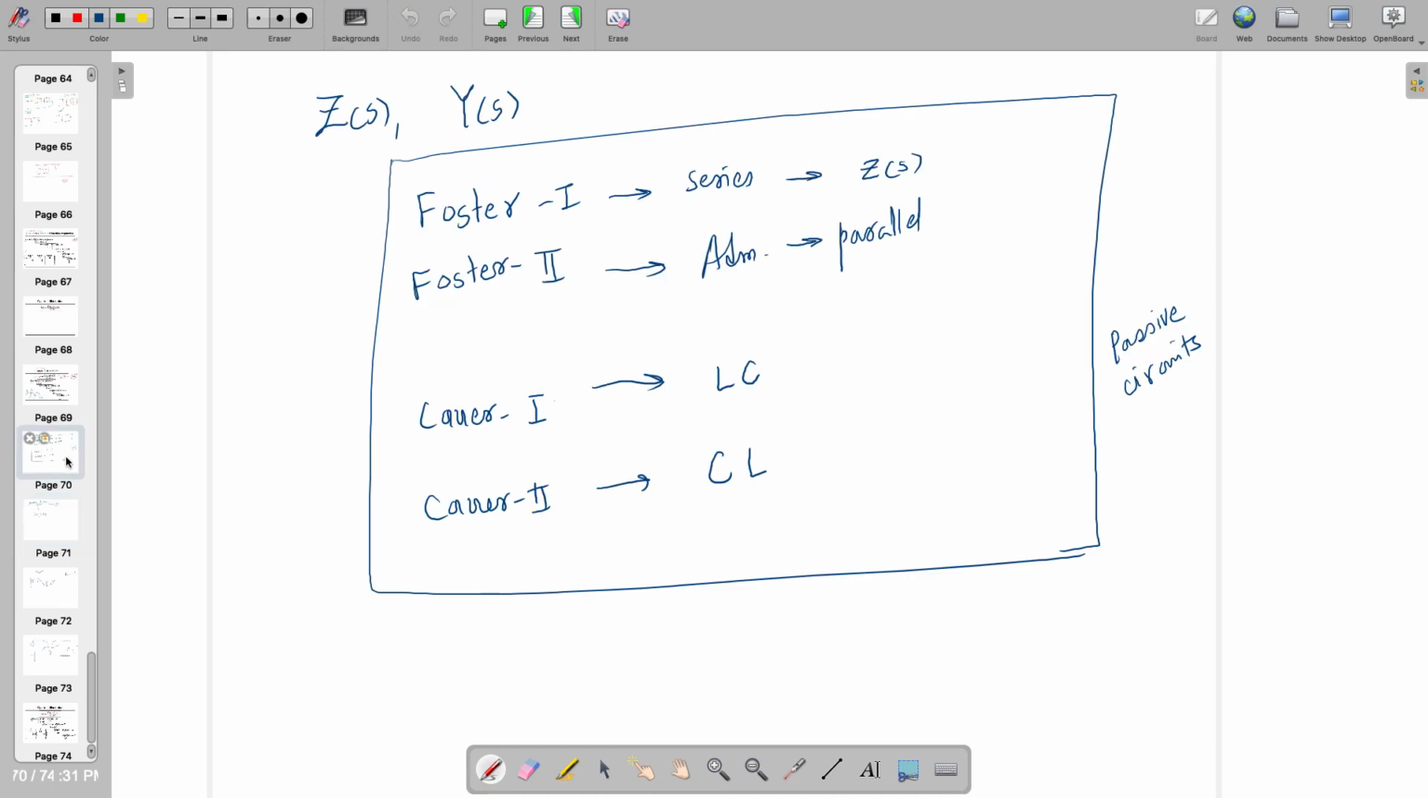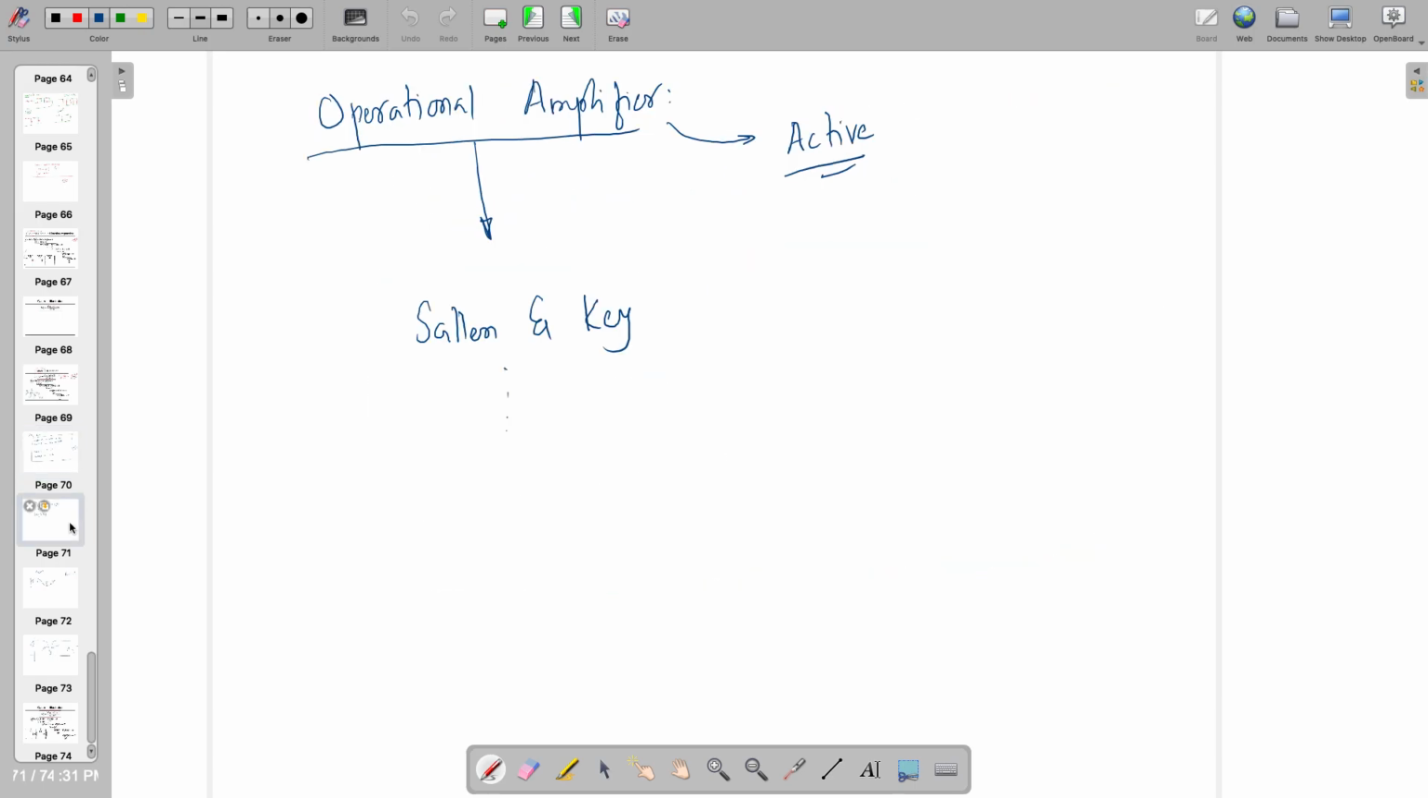Maybe Foster 1, Foster 2, hardly some people will use, but it might be useful in some place. You should know that, because these four are still the standard techniques for synthesizing any RLC circuit which is just passive. But if it is active, you need to use some different technique, which we are going to learn, right? So any doubt now, Gaurav? So this is the end of the topic called LC circuit.